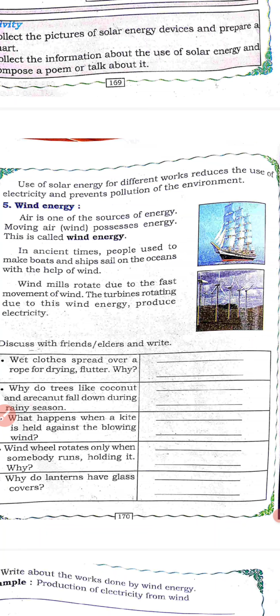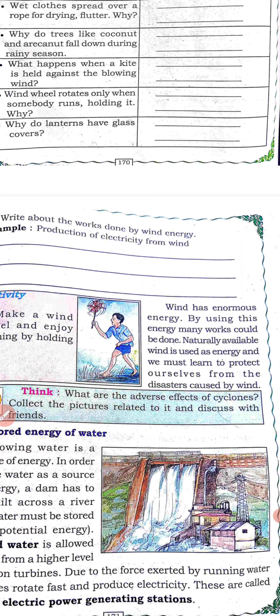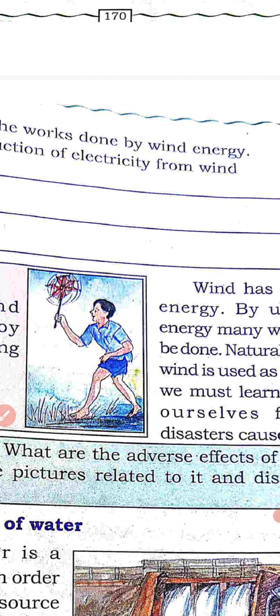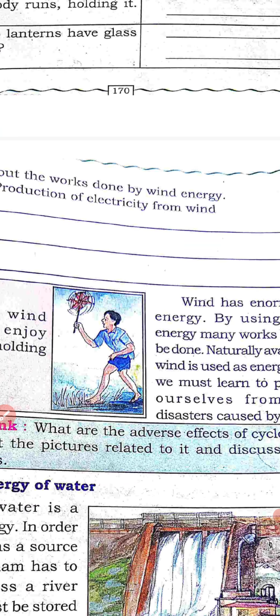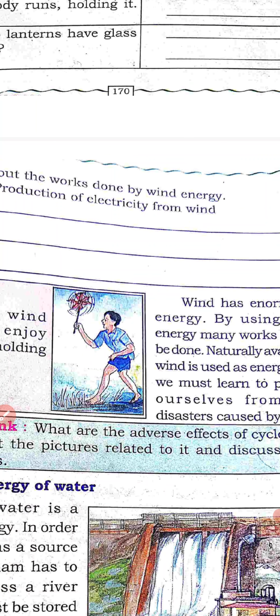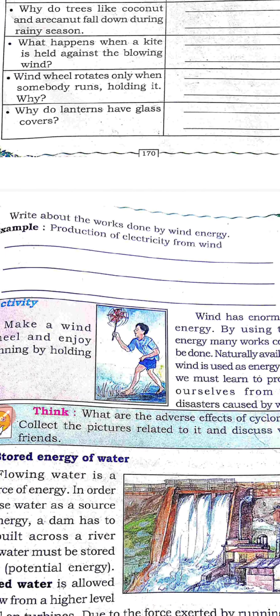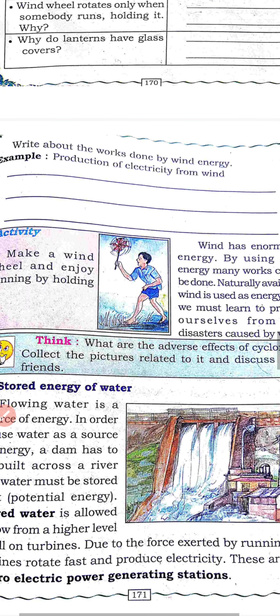Because of the wind, the fan blades rotate, and this makes the turbines move, and these turbines produce the energy which helps in producing electricity. So that is about wind energy. Here you can see one boy playing with this. You might have seen this type of toy. When you hold it and run, it turns. In the same way the windmills also work and produce electricity.